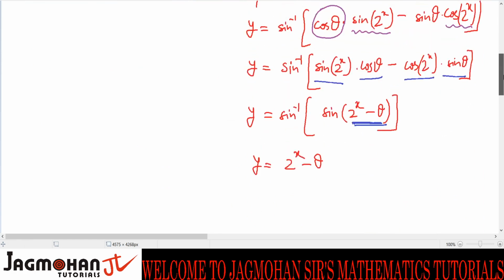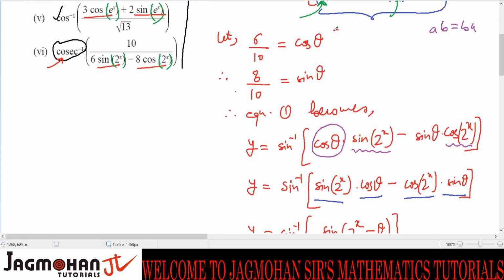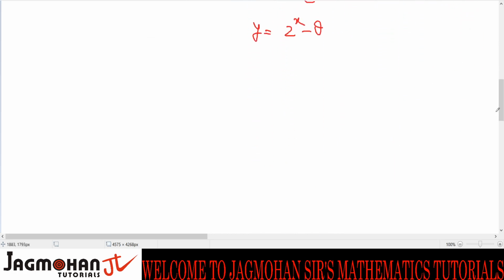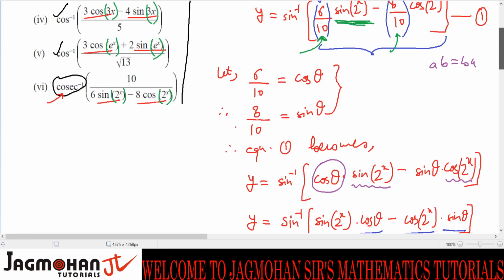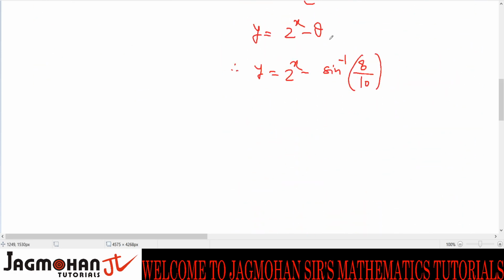And what is theta? Theta I can write from here whatever I wish. I can write theta as sine inverse of 8 upon 10 or cos inverse of 6 by 10. So the next step I write, therefore y equals 2 raised to x minus sine inverse of 8 upon 10. Sine inverse of 8 upon 10 I write for theta. And then I say, differentiating both sides with respect to x.